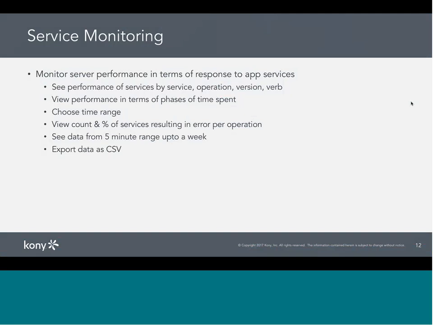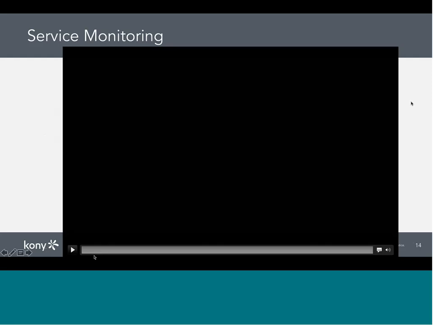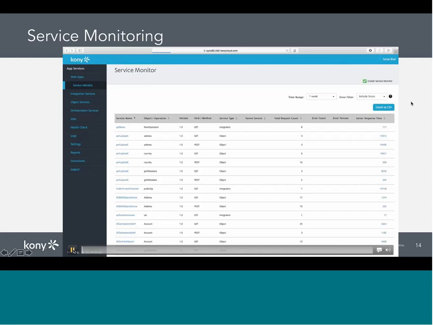So for this, we built this feature called service monitoring, which lets you look at the data from a 5 minute range at any time in the last 7 days. For each of the services, it gives data in terms of percentage success and percentage failure. You are able to export the data as a CSV. You can choose the custom range to anything, as small as a 5 minute window to as much as a whole week if required, right? So let's look at a quick demo of the service monitoring feature, right?